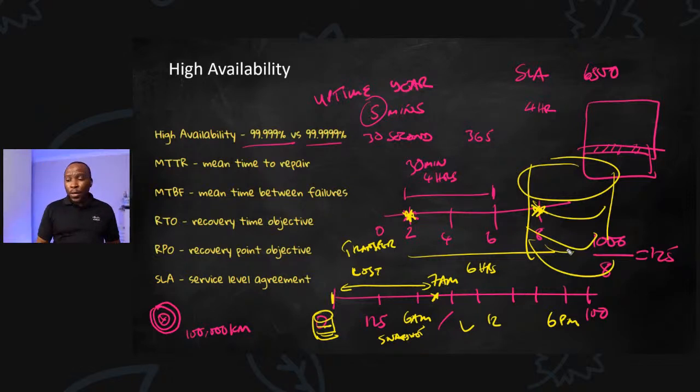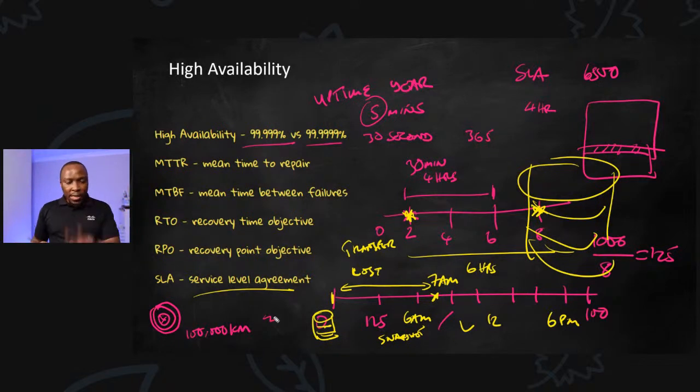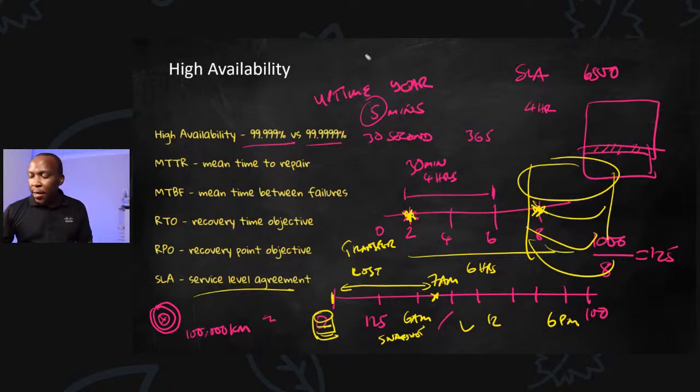The last two is the recovery point objective. I think I spoke about that. The last one is the service level agreement. This is an agreement between a service provider and a client, which basically identifies the responsibilities. Who is responsible for what?